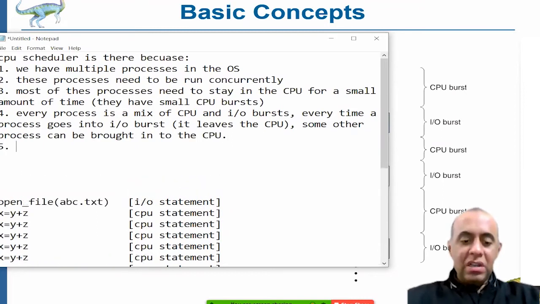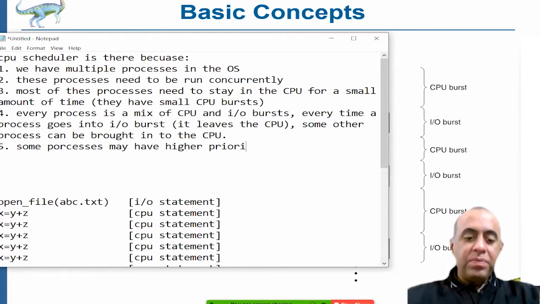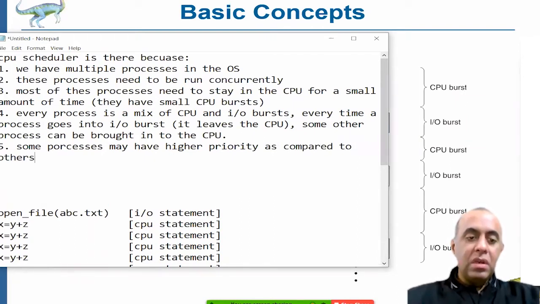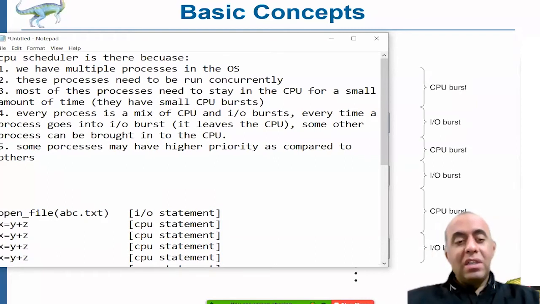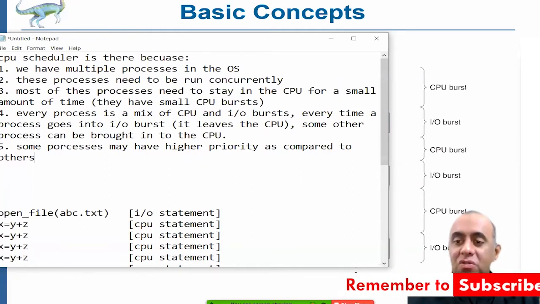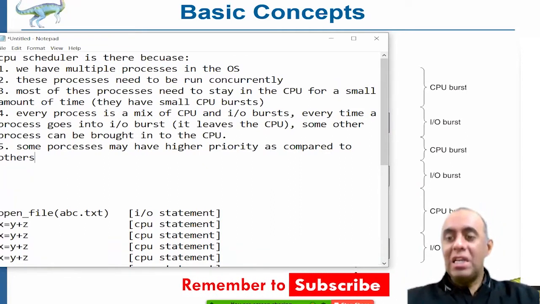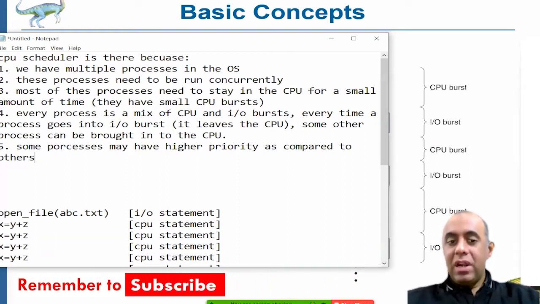Another reason could be that some processes may have higher priority as compared to others. This could be another reason for the CPU scheduler to exist, that the CPU scheduler needs to give more priority to some processes to run in the CPU and less to some others, right?